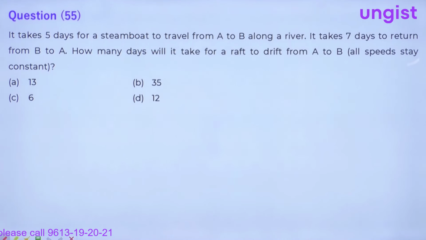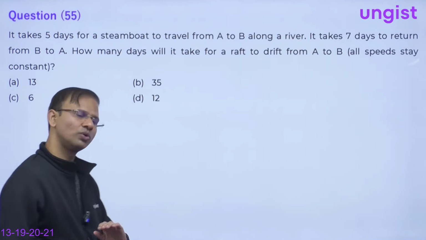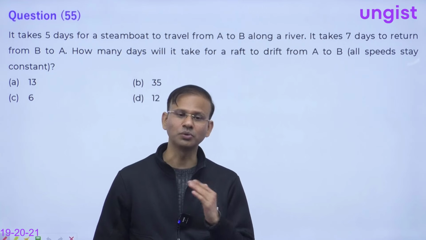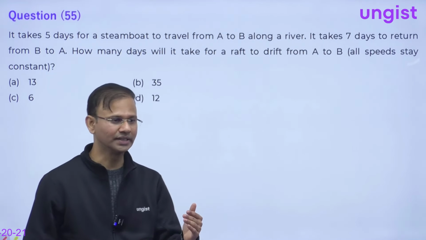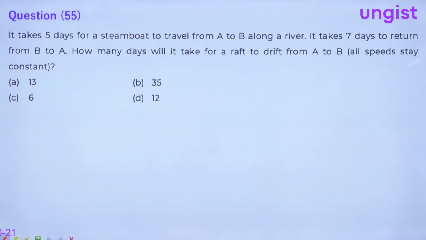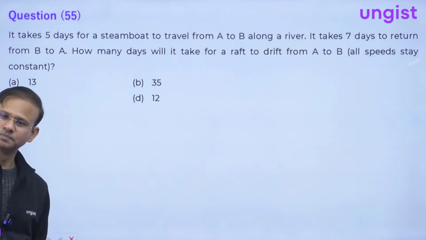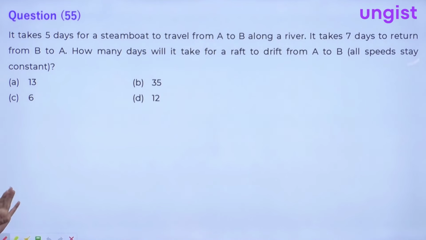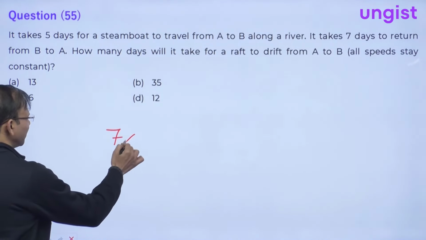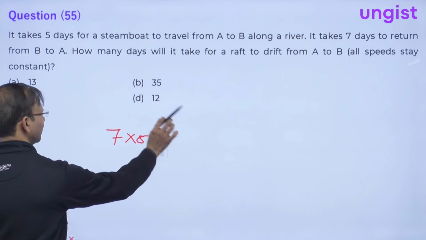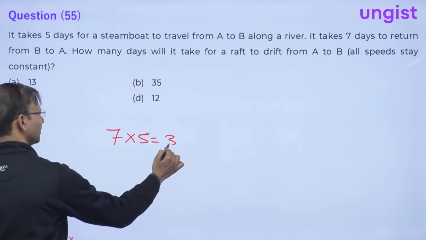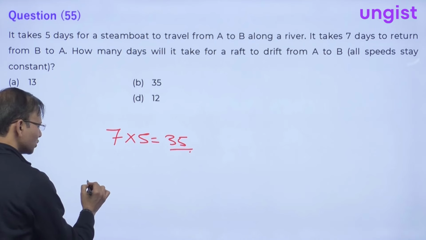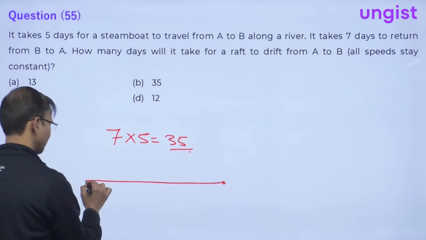It takes 5 days for a steamboat to travel from A to B along the river. Guys, when you go along the river, it means it is downstream. And it takes 7 days to return from B to A. So it means it is upstream that time. So guys, do one thing. Take the LCM of 7 and 5, which is 35. So let us assume the distance is 35 kilometers from A to B.